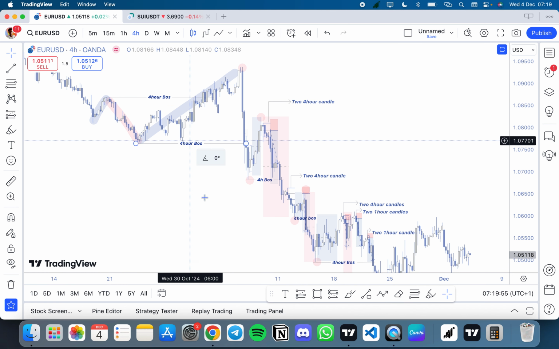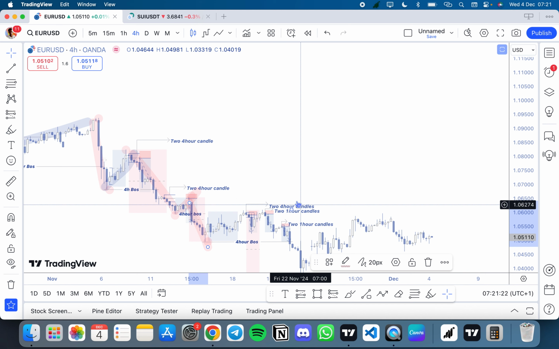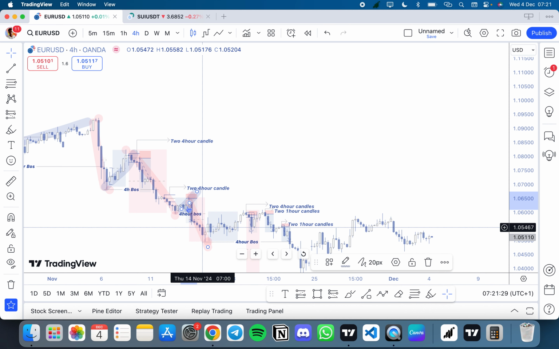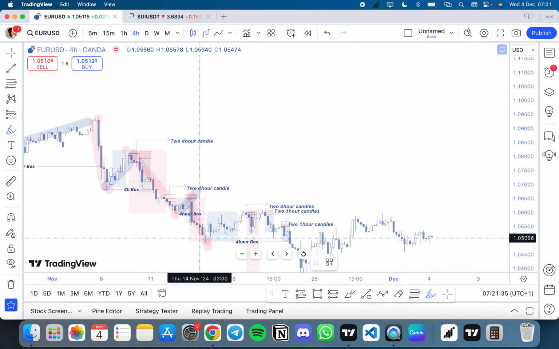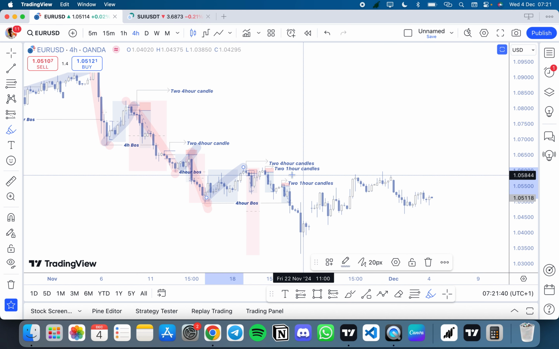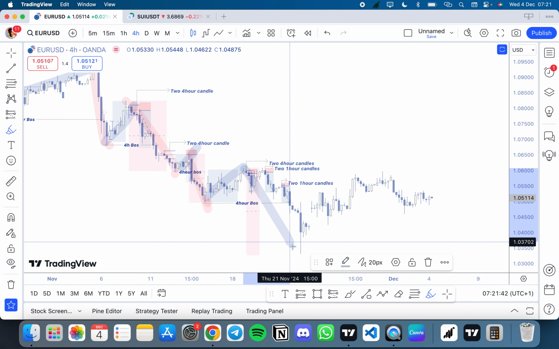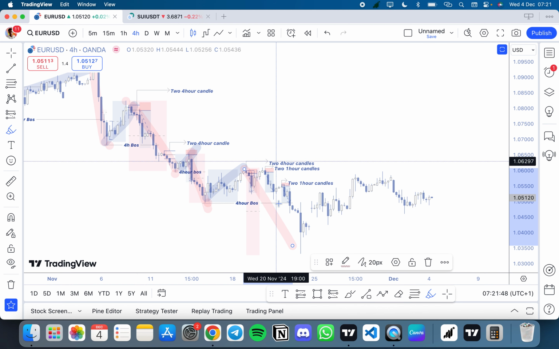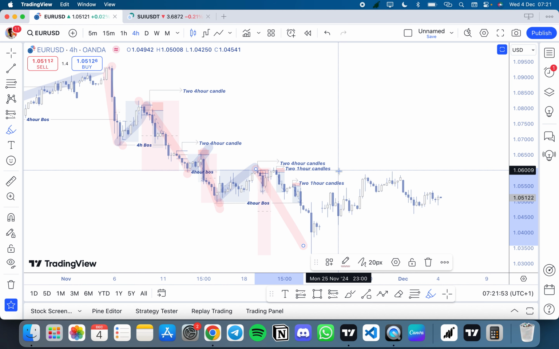So let me just mark this up. We have the pullback. And we can see the expansion to the downside. Now, if you look at this, once again, you had a pullback, and if we see right now, the market has done an expansion to the downside. So this is a valid trend, and that is very much good for us to use the 2-4-hour candles on.